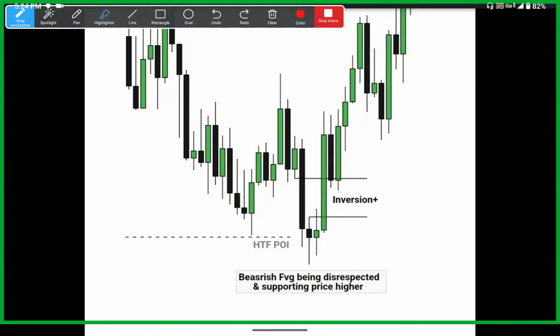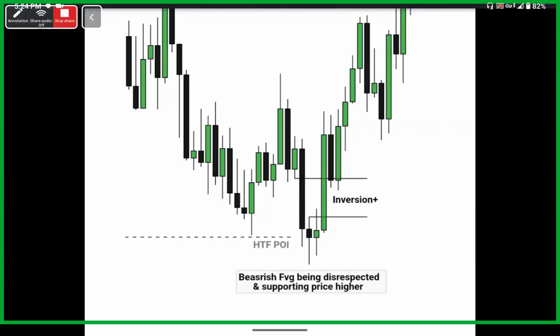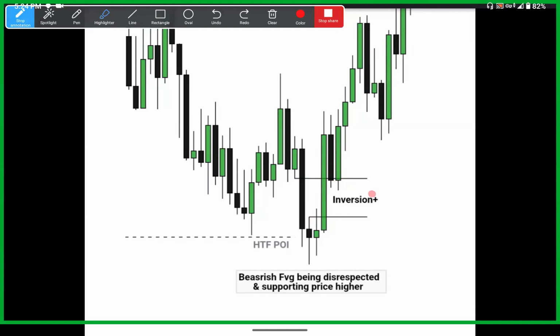So that is the logic. It keeps happening over and over. Hope you see that indication, inversion. So this is a bearish fair value gap being disrespected and supporting prices higher. So this was supposed to act as a bearish fair value gap where price was supposed to test, then continue. But since it failed and price closed above, we use it now as a support.